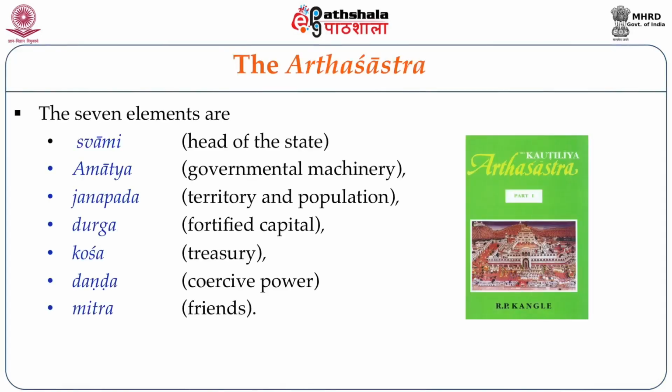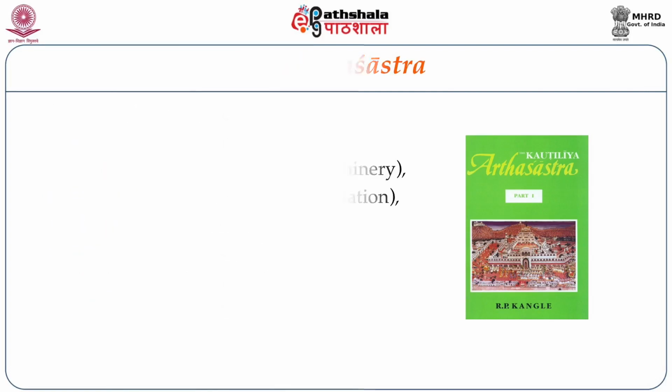It refers to the 7 elements of the state. The 7 elements are Swami, the head of the state; Amatya, the governmental machinery; Janapada, territory and population; Durga, the fortified settlement; Kosha, the treasury; then Danda, coercive power; and Mitra, that is friend. So it is said that a king will be in the center, and a state can function when he has the 7 elements with him. The Arthashastra gives us a lot of other information if you go deep into it.